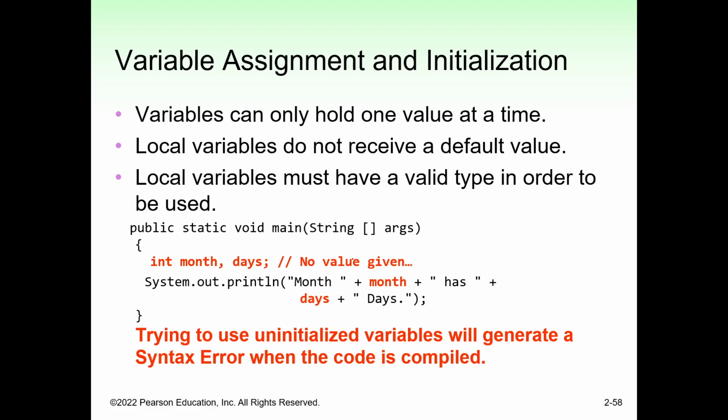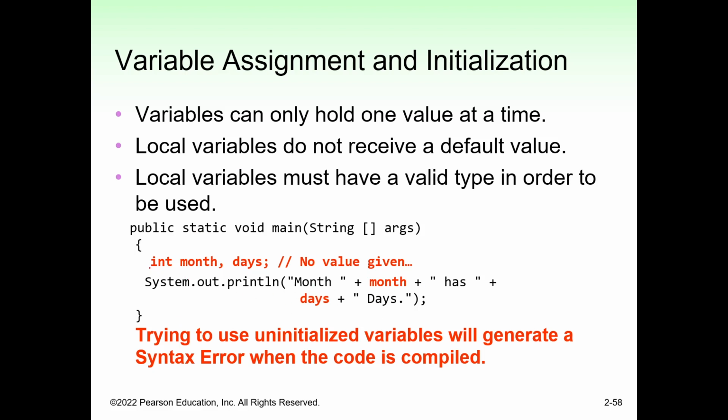Now, your variables will only hold one value at a time, not more, not less, just one value. And your local variables, they do not receive a default value. So your computer will not know that you want, for example, months to hold a 0 or days to hold a 0 just by doing this. This will not happen because in this case our variable is only declared. It doesn't have anything inside of it. So this will cause an error.